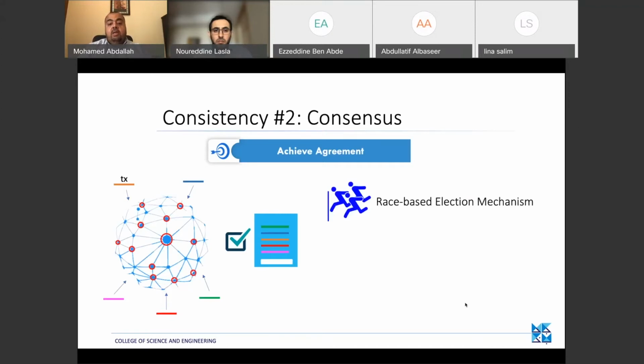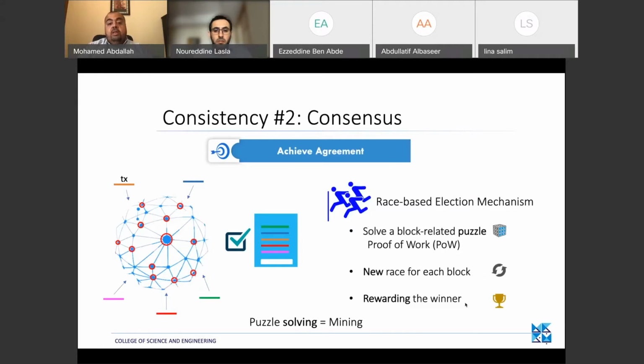The main idea here is that you need to select a user who will handle which data should be added to the block, who is going to create the new block. This is actually the idea of mining, if you have heard about mining. The idea is the following: whenever we receive a new set of transactions, there will be a block-related puzzle. We call it a proof of work. We are going to explain it now.